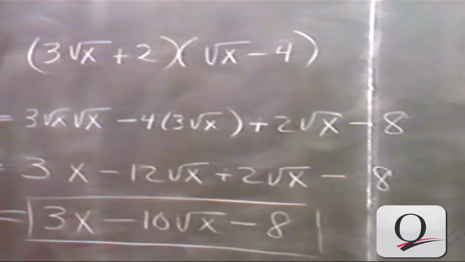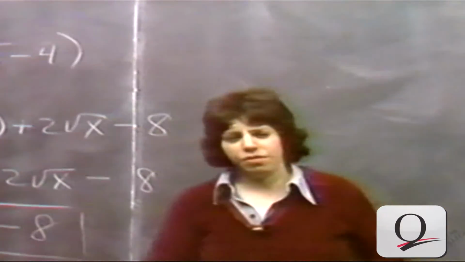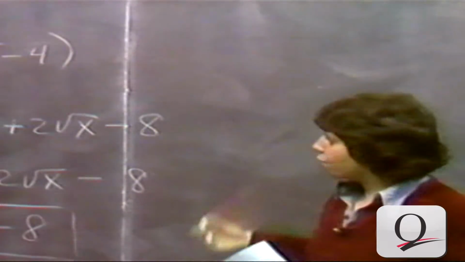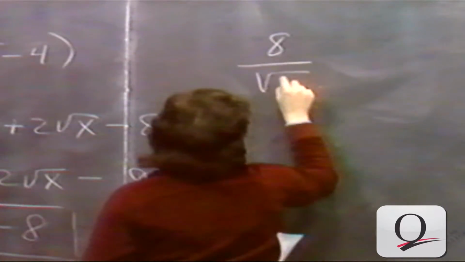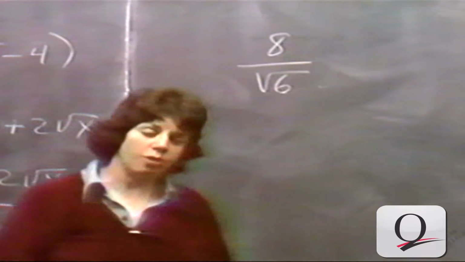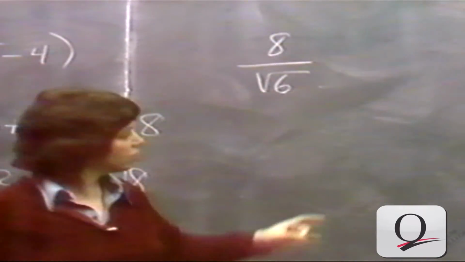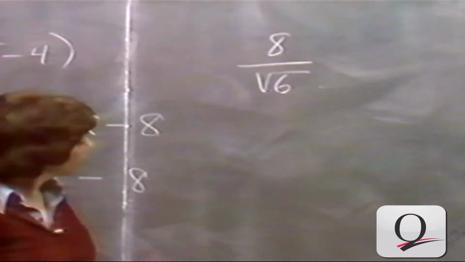Okay, now that takes care of multiplication. Now, as we get into division, I want to recall how we rationalize denominators. Let's start with a simple example, 8 over the square root of 6. If you recall, 8 over the square root of 6 is not in what we call simplest radical form because there is a square root in the denominator. There's a radical in the denominator.